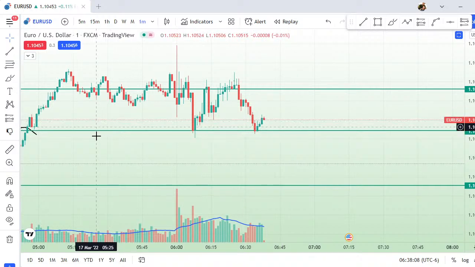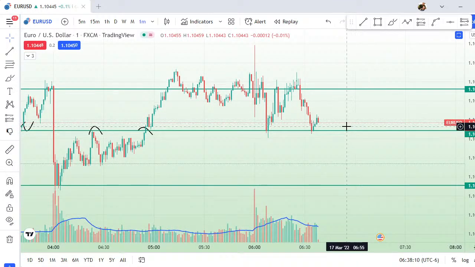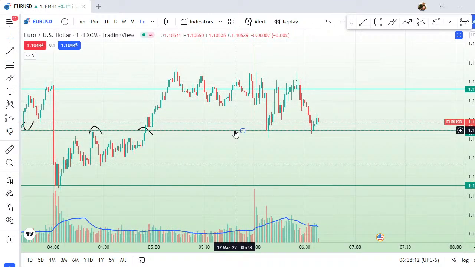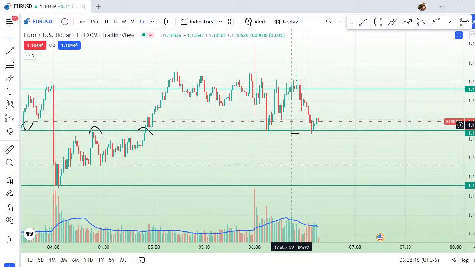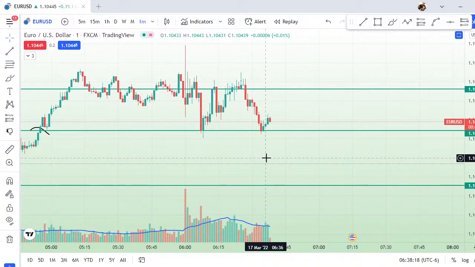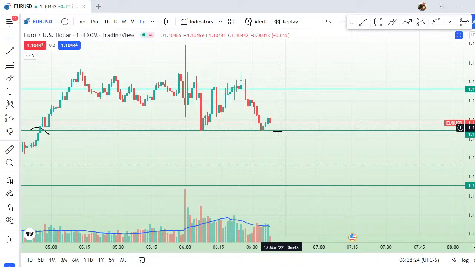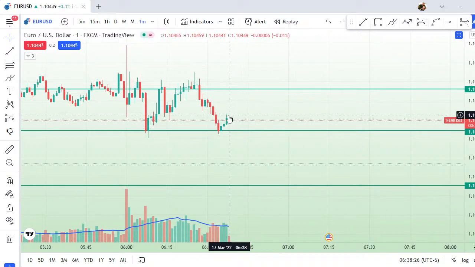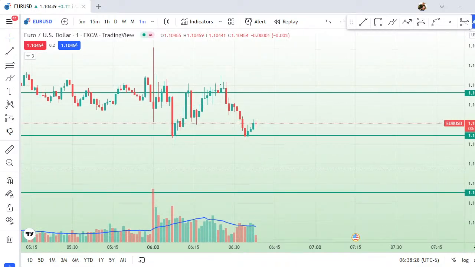Even if you say this is a support area, you can't just go and buy blindly, because if support is tested three or four times, then that support becomes very weak. Same with the resistance. So it's a no. See, it's falling again. So what would I think of buying now?